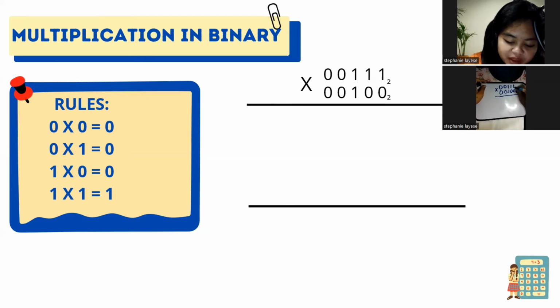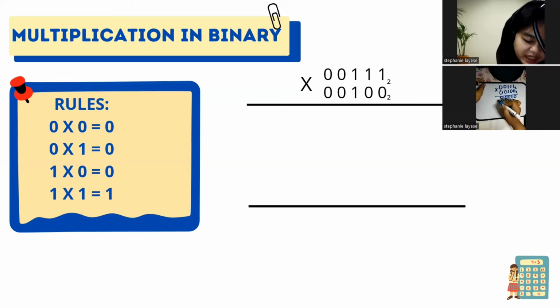0 times 1 equals 0. 0 times 1 equals 0. 0 times 1 equals 0. And then we got 2 zeros. It means it's 0, 0. And then 0 again. We still have the same value because it's 0. We just count 5, as we have 5 bits.